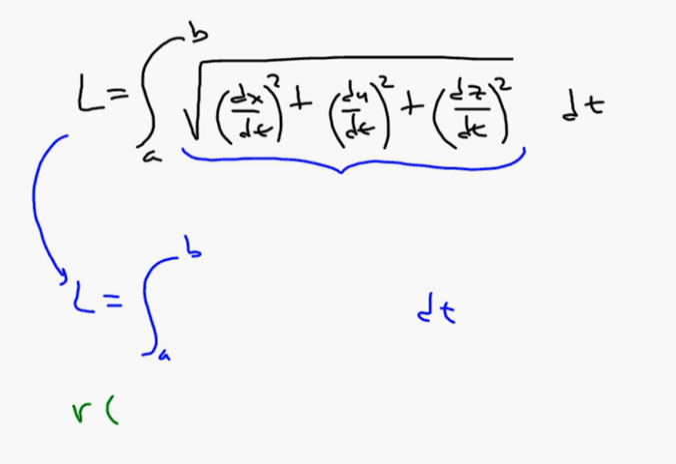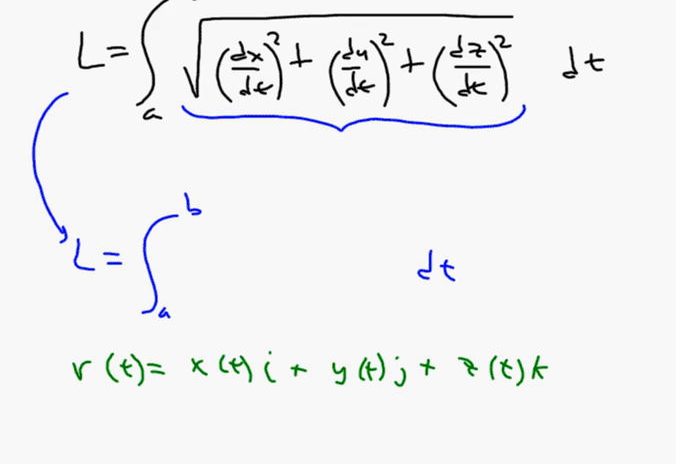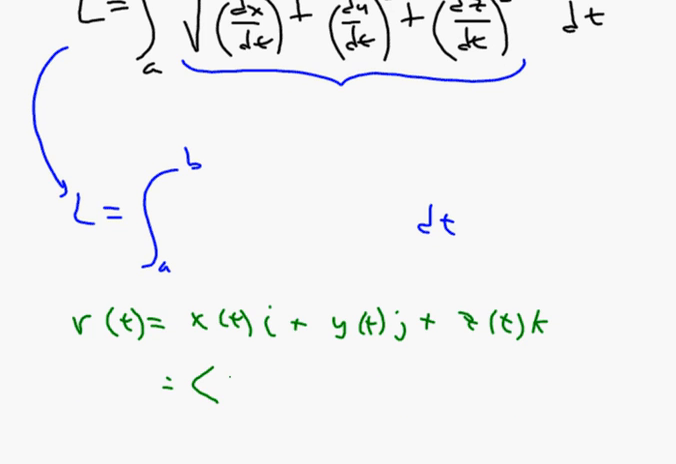Generally, our space curves are written r of t equals some function for x with t as a parameter times i, plus some function for y, y of t times j, plus z of t times k. Or you can write that in vector form if you want. You can write it as a vector, x of t, y of t, z of t.